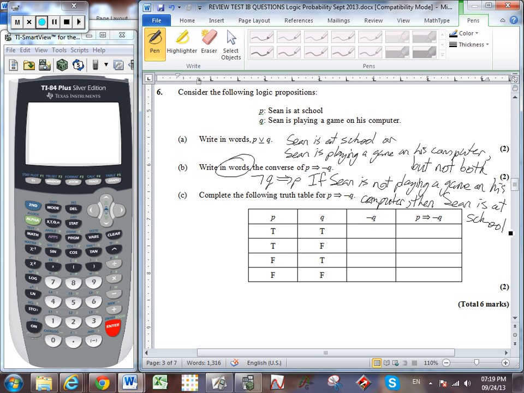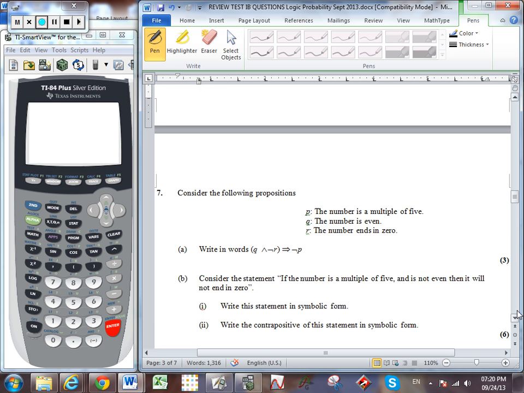Alright, let's complete the truth table. So we've got not Q, that's the opposite. And then we've got P pointing to not Q. P pointing to not Q. This right here is a false. Everything else will be true. Let's move on to number 7.